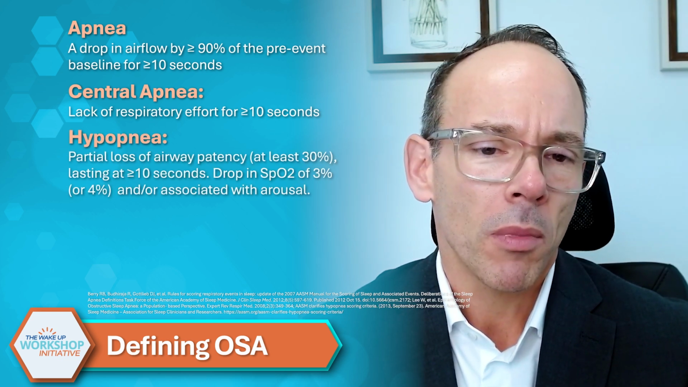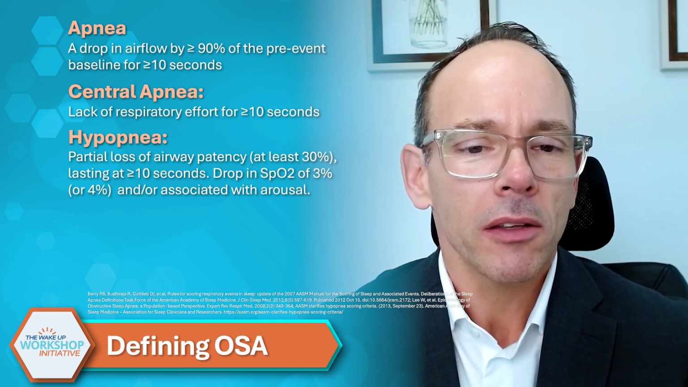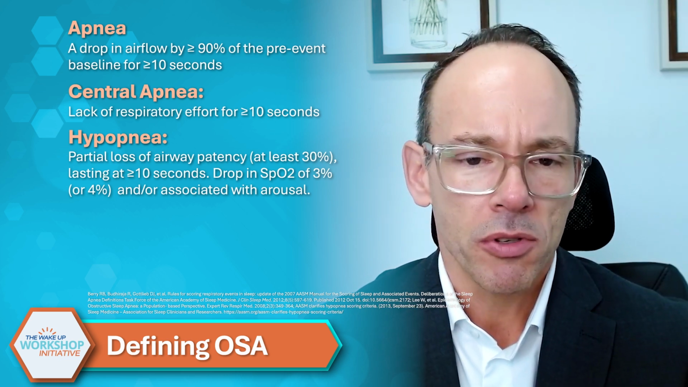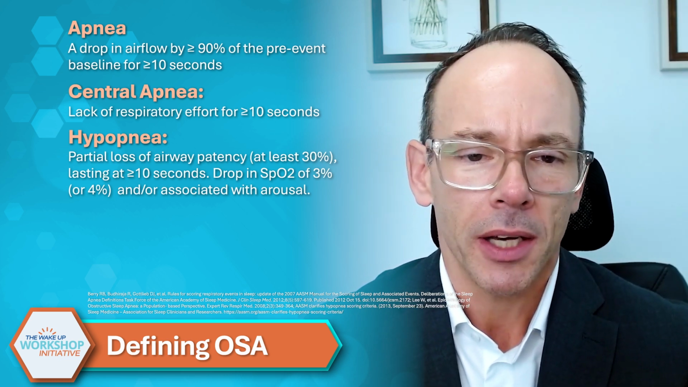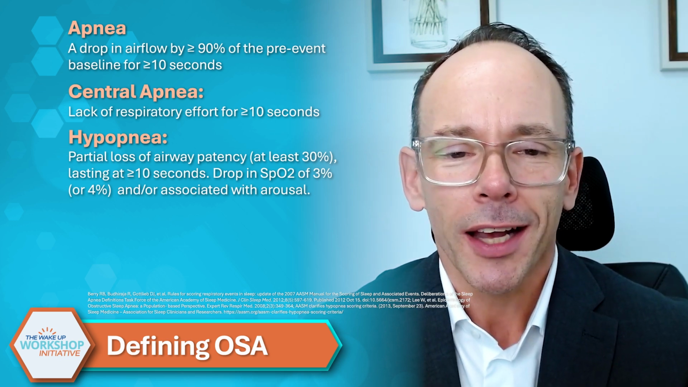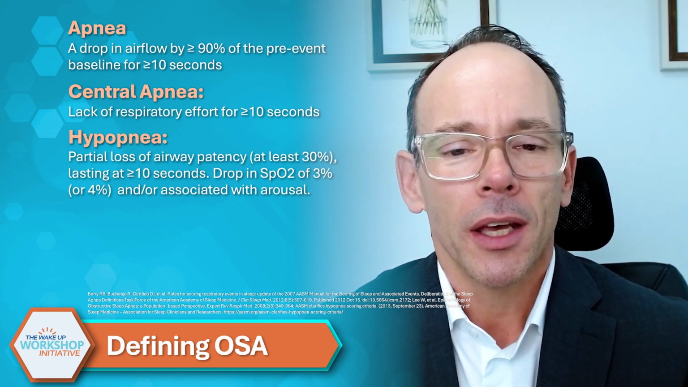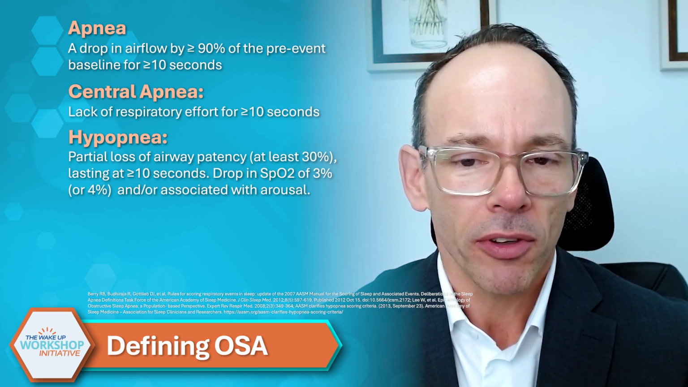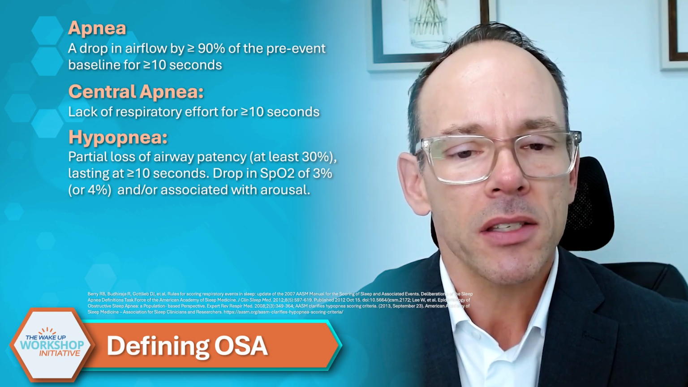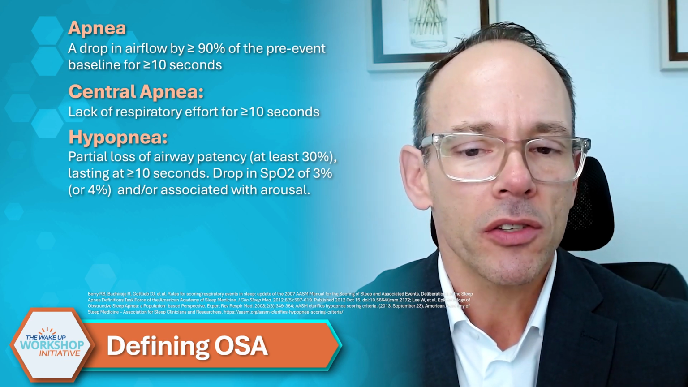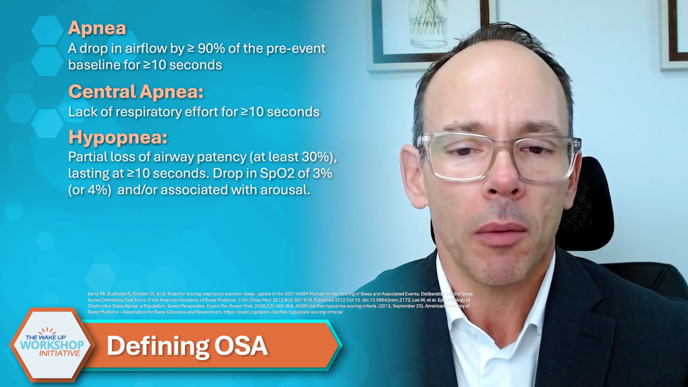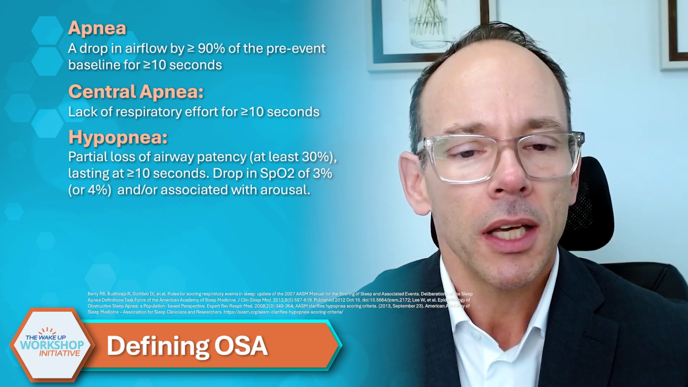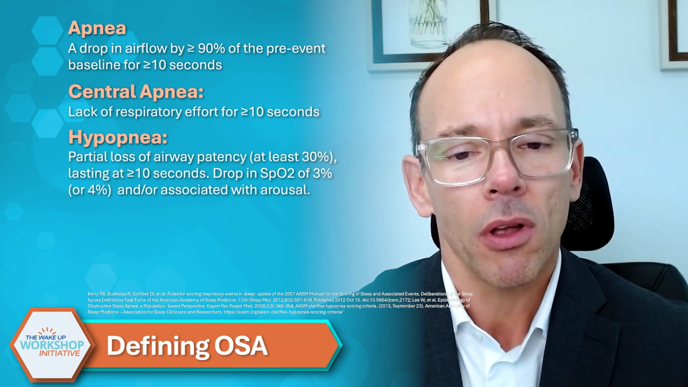The third form of respiratory event has a little bit of controversy as to how we define it. But essentially, it's a partial obstruction of the airway that we refer to as a hypopnea. When I'm explaining this to patients, I kind of call it an underbreathing, if you will. It's a partial loss of airway patency with a reduction of airflow of at least 30%, and it lasts for at least 10 seconds, and is associated with a drop in pulse oximetry, oxygen saturation of at least 3 or 4%, and/or associated with an arousal on EEG.